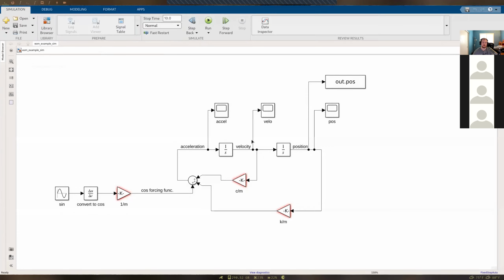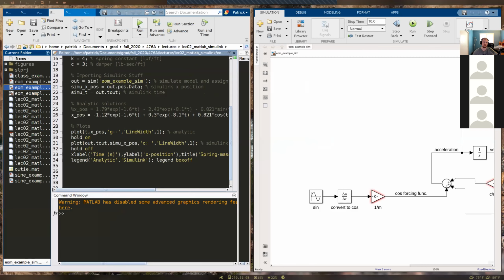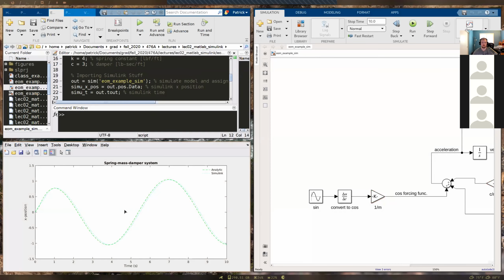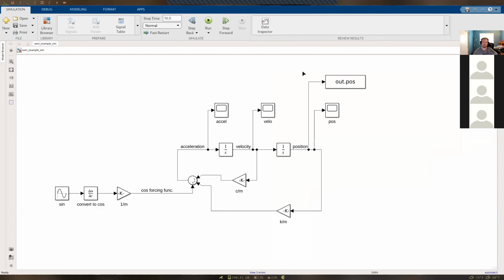Let me run this right now. Okay, I have an error because I first need to run the script. Let's run the script. All right. So here's our Simulink model. I'll just briefly go over this right now, but we'll go over it in depth next time. So right here is our cosine forcing function. So that was 5 times cosine of t. Was that it? Let me check. Yeah, that was 5 times cosine of t.